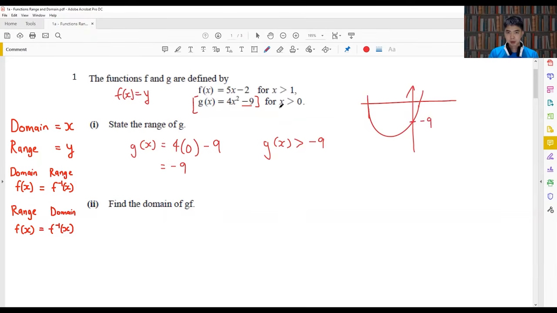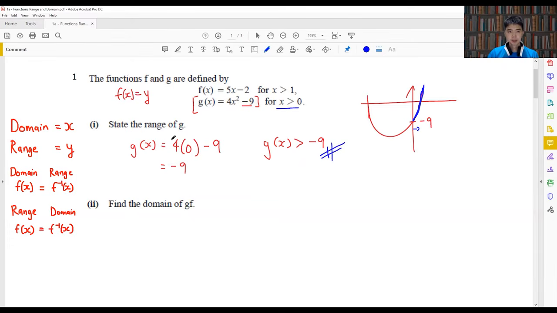With -9 being the y-intercept. Now, the second part here mentions that x has to be more than 0, meaning we will disregard every other part and only look at the part where the x value is more than 0, okay? So this is the only part of the graph that we will consider. Therefore, the range will naturally be anything that is more than -9.